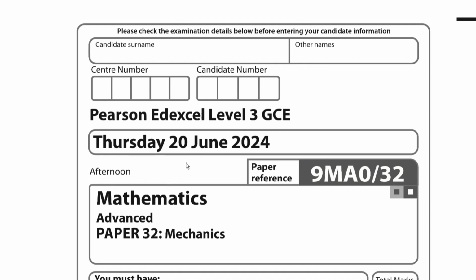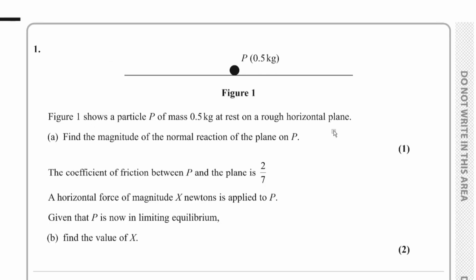This is the Edexcel A-Level Maths Paper 3 covering the Mechanics module, and this is from the 2024 series. Question number 1. Figure 1 shows a particle P of mass 0.5 kilograms at rest on a rough horizontal plane. Part A. Find the magnitude of the normal reaction of the plane on P.